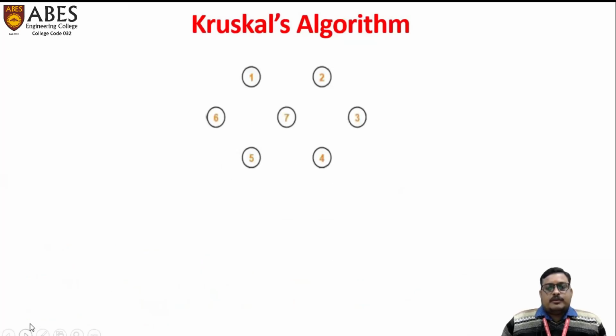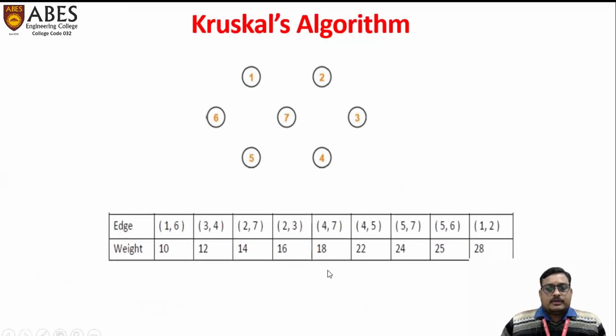So suppose we have all the vertices. We have a forest of vertices, like here we have 7 vertices, and after that we'll just take all the edges in the ascending order of their weights. Okay. So here we have all the edges in the ascending order of their weights.